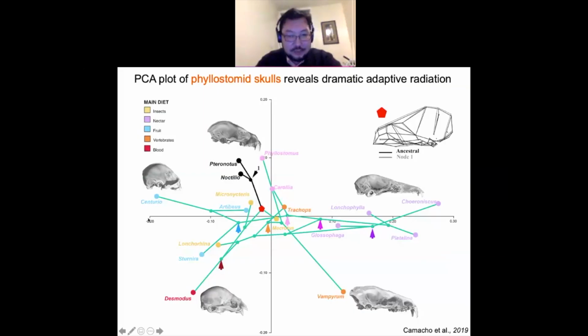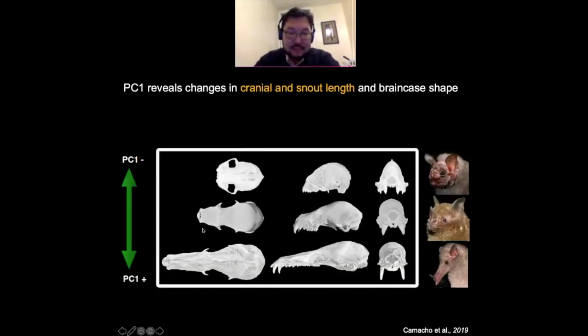And if we look at the principal components, that is the main dimensions of change, PC1, the x-axis, is primarily about the length of the face and the snout. The skull in the middle of that space looks like a normal bat, whereas in the extremes it looks either like a bat which has essentially no snout, a completely flat-faced bat, like some of these advanced fruit-eating bats, or a super long, elongated face bat that feeds on nectar. So this is all about the length.